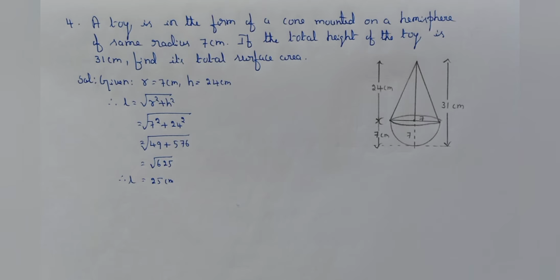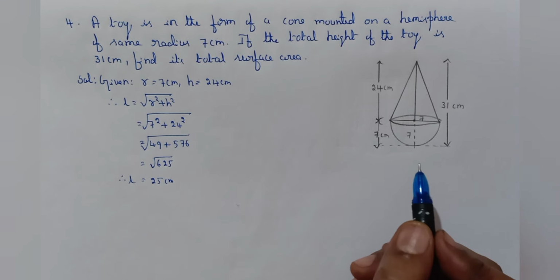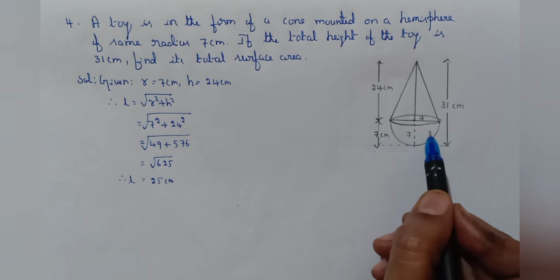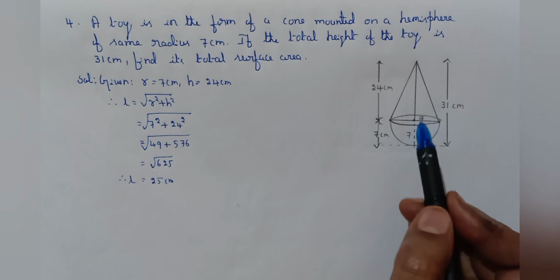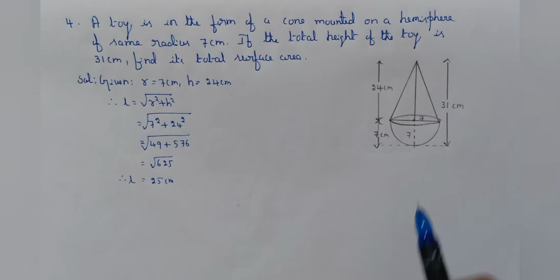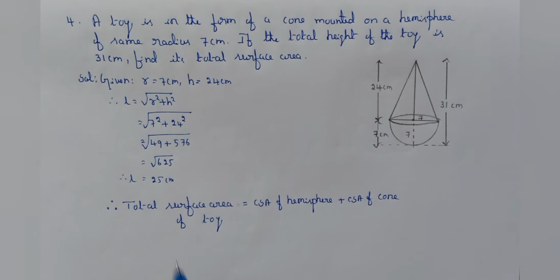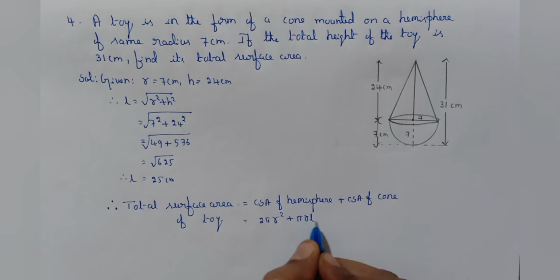Now you got the slant height. Next, find out the total surface area. If you add the CS of the hemisphere to the CS of the cone, that gives the total surface area of the toy. Therefore, total surface area of the toy is equal to CS of the hemisphere plus CS of the cone. You know the CS of the hemisphere is 2 pi r square, and CS of the cone is pi r l. Here we can take pi r as a common factor. Then the remaining terms are 2r plus l.